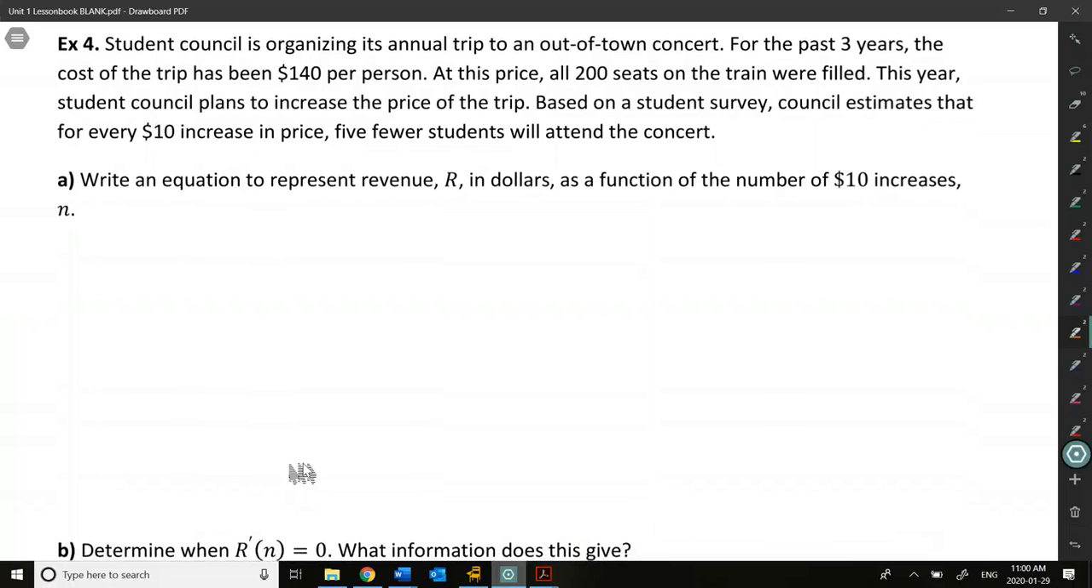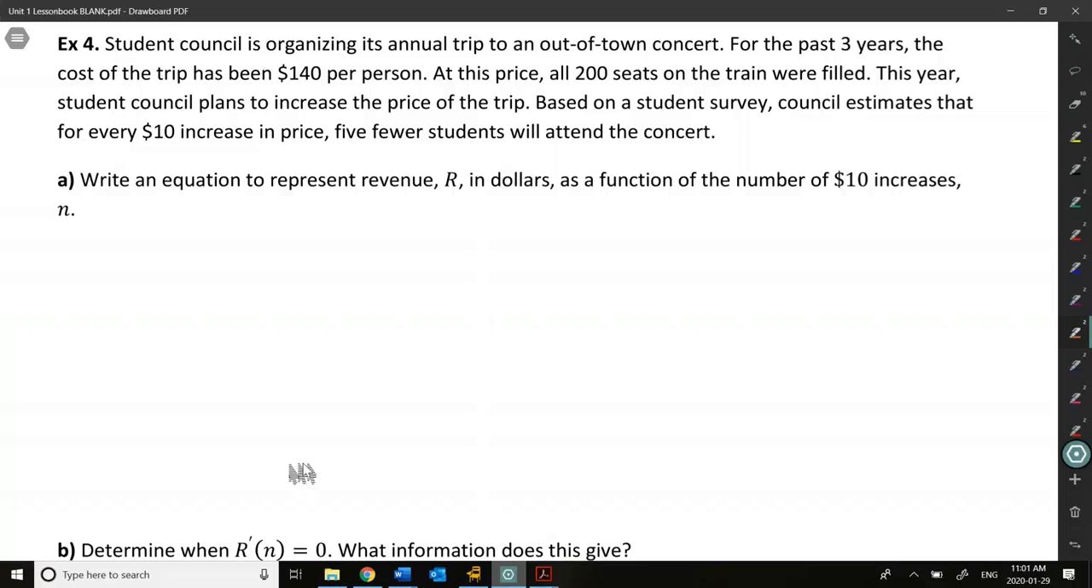So we actually can use calculus in business to find certain maximums of revenue and things like that. Our example for today is: student council is organizing an annual trip to an out-of-town concert. For the past 3 years, the cost of the trip has been $140 per person. At this price, all 200 seats on the train were filled.